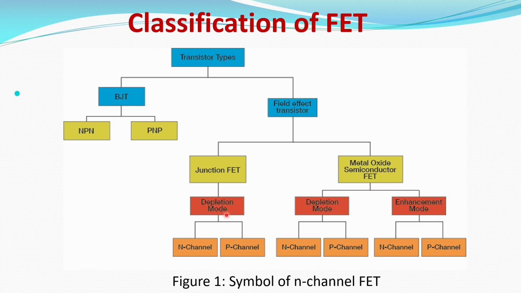In JFET, it consists of only depletion mode, so it is classified into N channel and P channel. In MOSFET, it is classified into two modes: one is depletion mode and the other is enhancement mode. Under depletion and enhancement mode, it consists of two channels, N channel as well as P channel. So this is the entire classification of transistors.